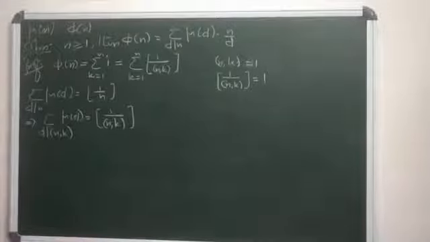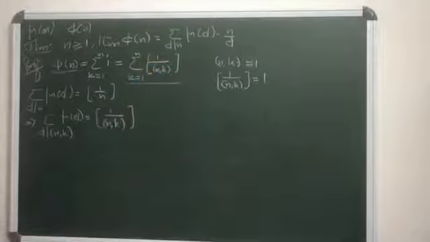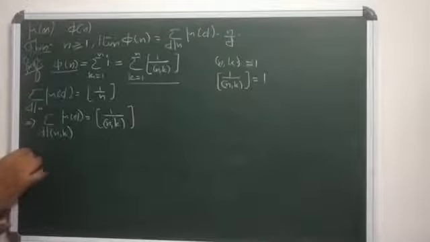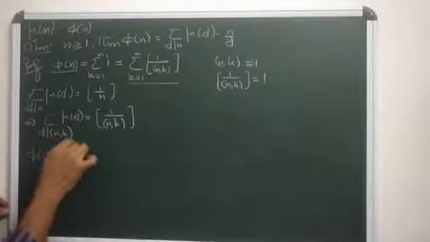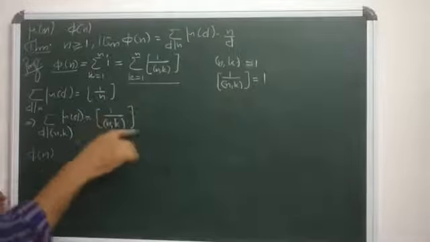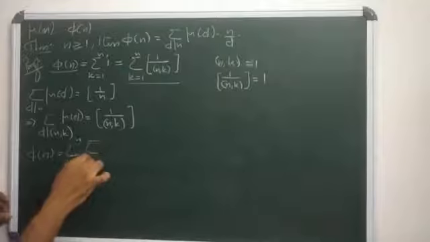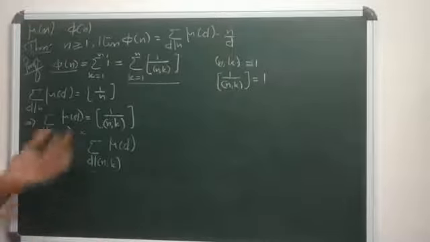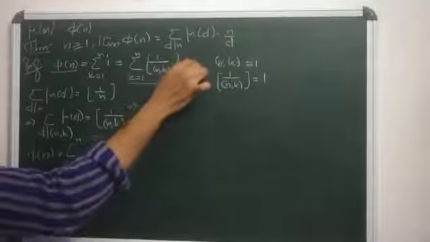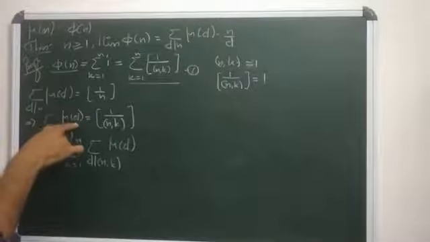Therefore, what is phi of n? We have phi of n equals sigma k ranges from 1 to n of the greatest integer part of 1 by GCD of n and k, which is nothing but sigma d divides GCD of n and k of mu of d. So phi of n equals sigma k ranges from 1 to n of sigma d divides GCD of n and k of mu of d. Agreed? From these two results, we have phi of n equal to this double sum.